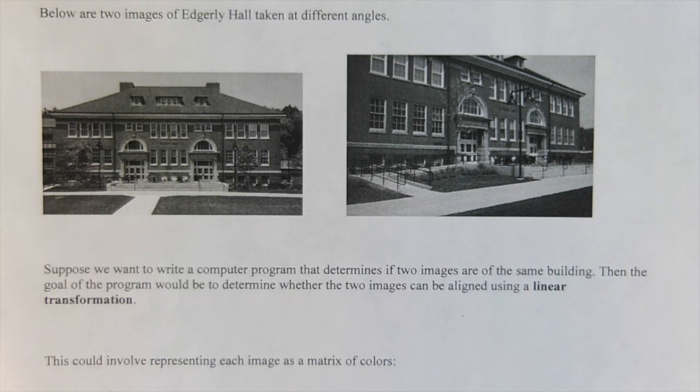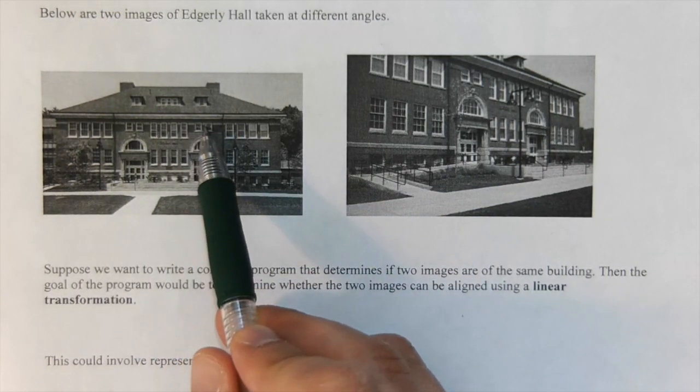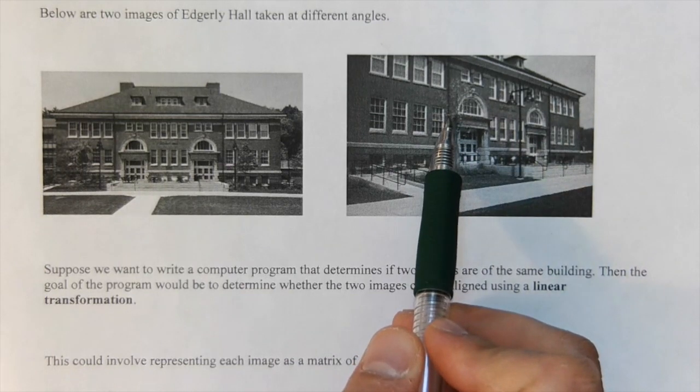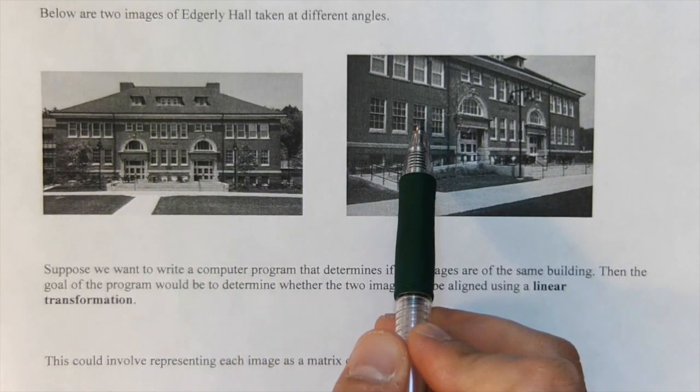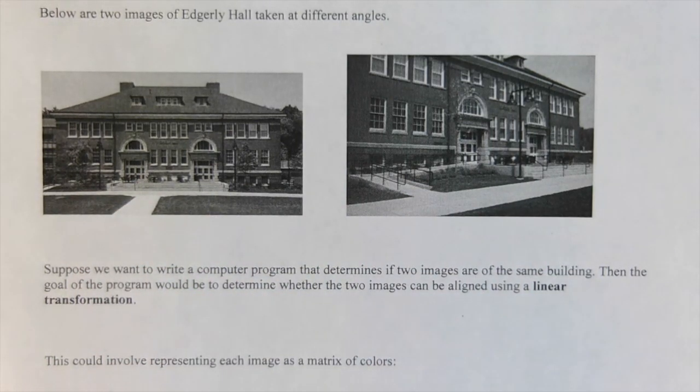Let's say we had two pictures of Edgerly, which is the math building at Fitchburg State. Here's a picture of Edgerly from straight on, and here's the same building from a different angle. You can tell it's the same building, just maybe this picture is taken from over here. Now, we might be interested in knowing whether we have two images of the same thing, if we're not familiar with it, say, or we want the computer to decide it.